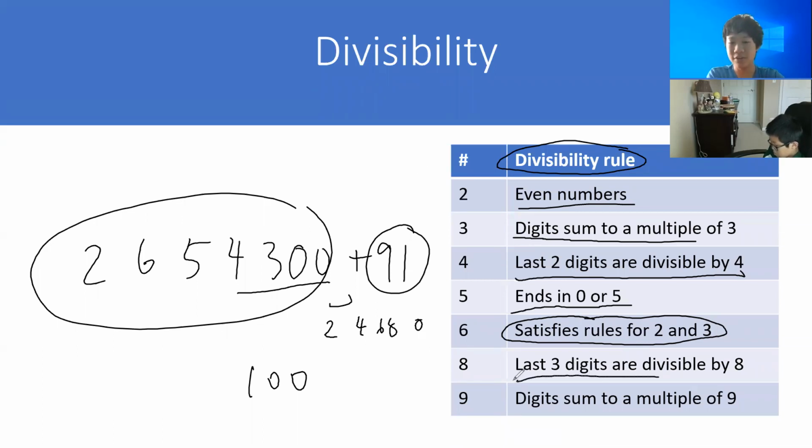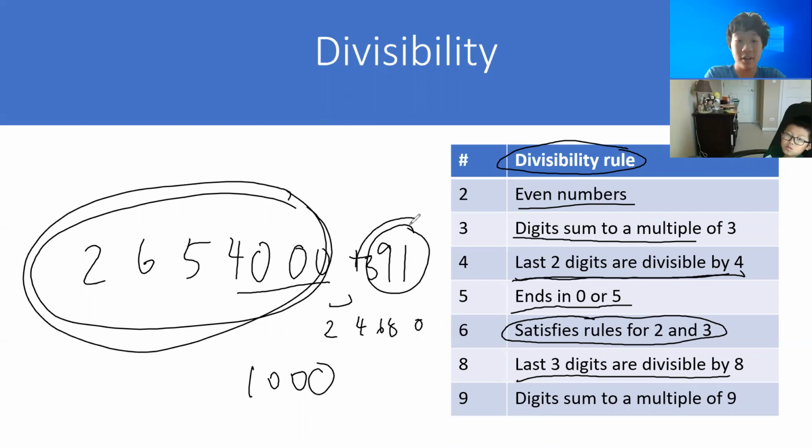For 8, the rule is very similar to 4, because 1,000 is divisible by 8. If we take the 3 out of here and put the 3 on here, then obviously all of this is divisible by 8. So all we need to test is the last three digits. If the last three digits are divisible by 8, then the whole thing is divisible by 8. Now for 9, if the digits sum to a multiple of 9, it's divisible by 9. This is almost exactly the same as the rule for 3. Any questions?